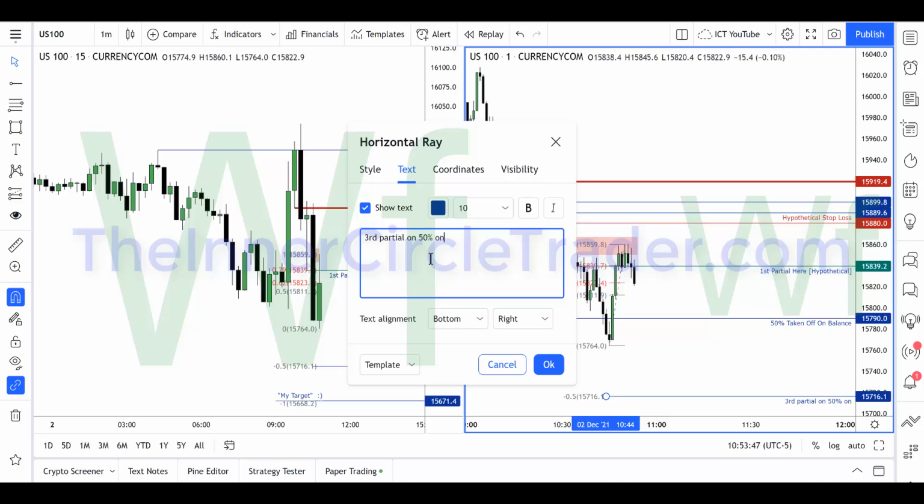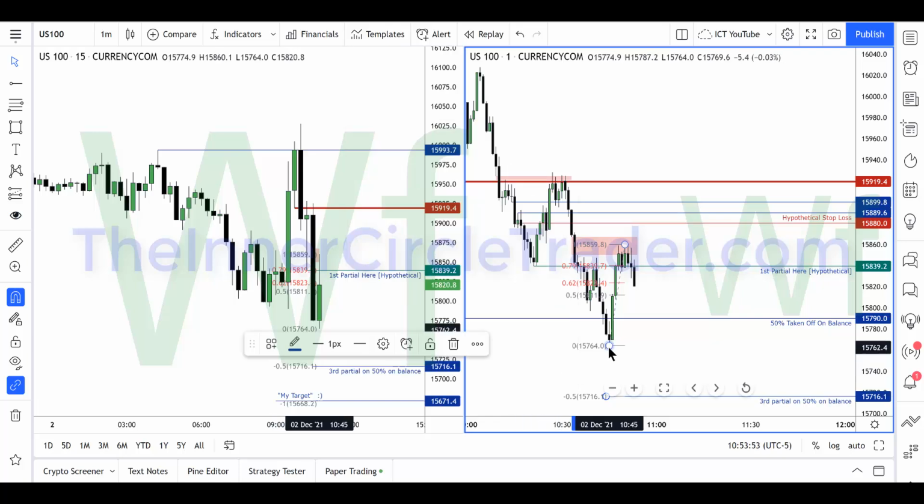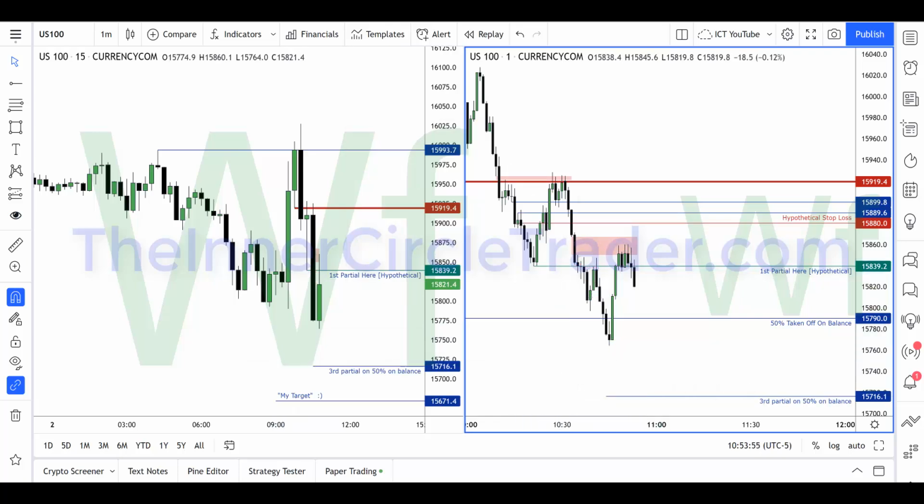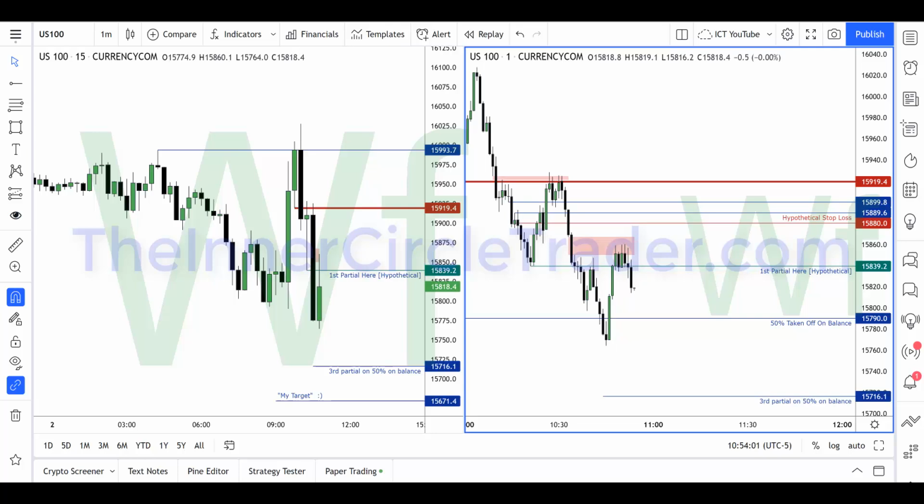Partial on. What's it? Bounce. And there we go. So I have another target there using that swing projection. If it gets down there, that'll be a third partial, and I would take 50% of the remaining bounce, and that would be 20 contracts of the remaining 40 hypothetically. So 40's on balance right now from the original 100.